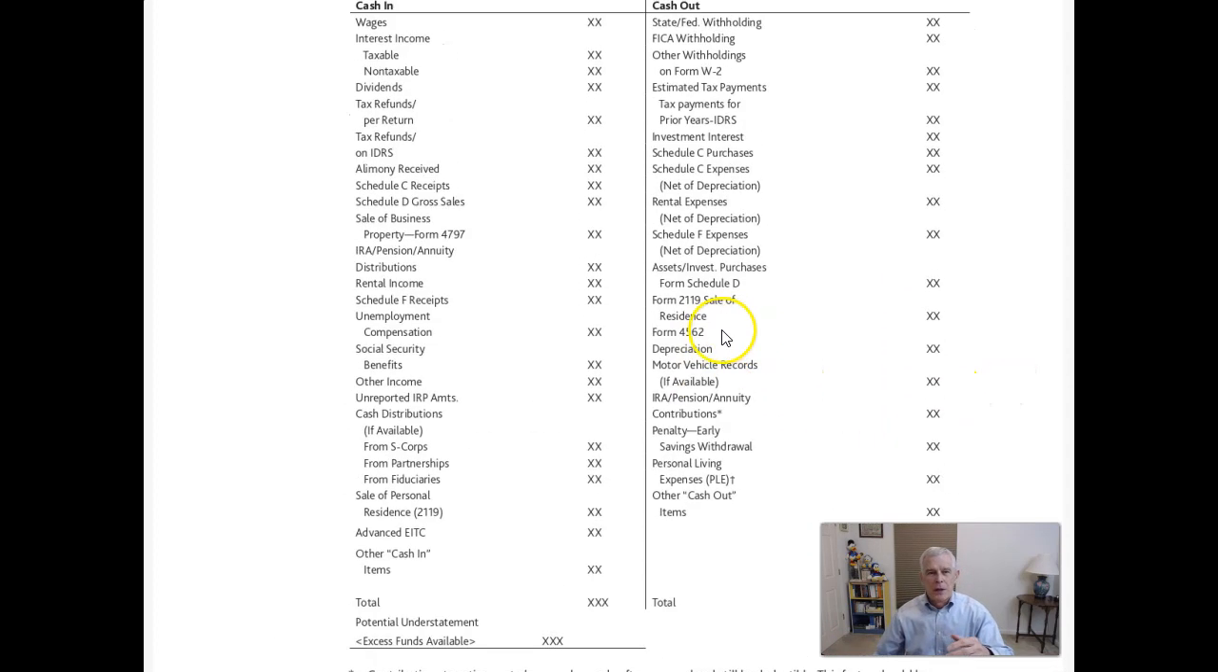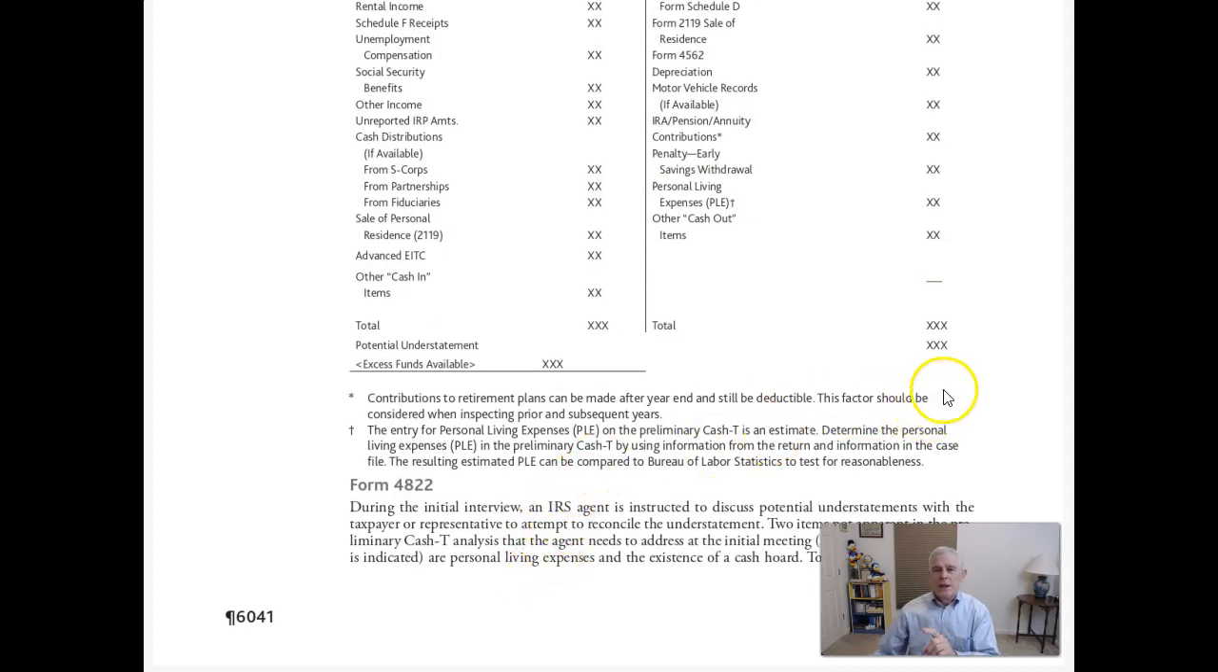You have a list of all kinds of possible revenues and all kinds of possible expenses. And then if the expenses here, the cash outflow, exceeds the cash inflow, like it says here, it doesn't prove anything. It just shows it might be potential understatement. You use this as a means to have justification to go forward and do a more in-depth investigation into that taxpayer. So that's what the agents will use.